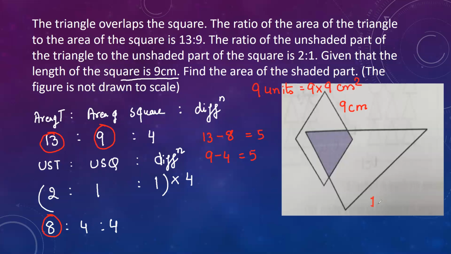So 1 unit will be how much? 1 unit will be 9 centimeter square. So the area of the shaded part is how many units? You have calculated 5 units. So 5 units will be equal to 5 into 9. That is 45 centimeter square. That's it.